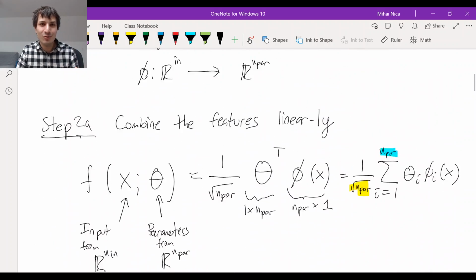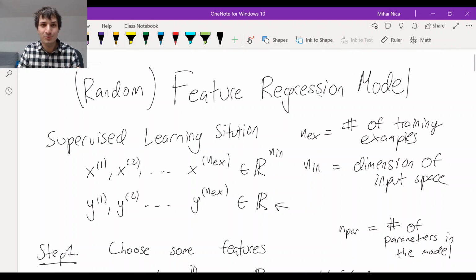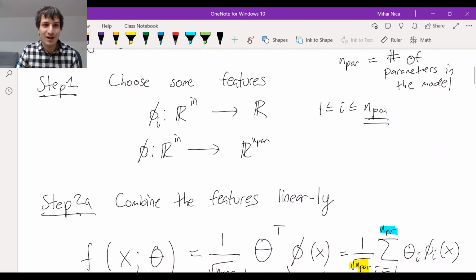And there'll be a second video where I talk about the random feature regression model, which is what happens if you choose the features phi_i, instead of choosing them deterministically, what if you choose them randomly? Something nice happens there too.